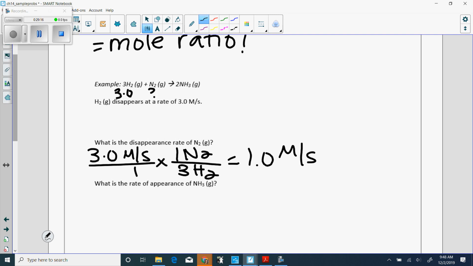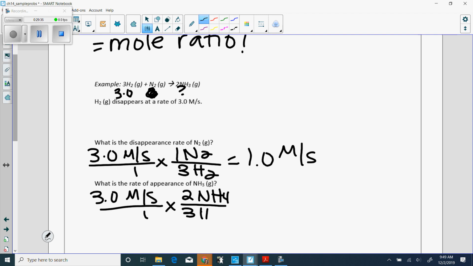But I could also ask, what is the rate of appearance? So now this is my question mark. Same game though, just do a mole ratio. Unknown over known. 3 times 2 is 6, divided by 3.